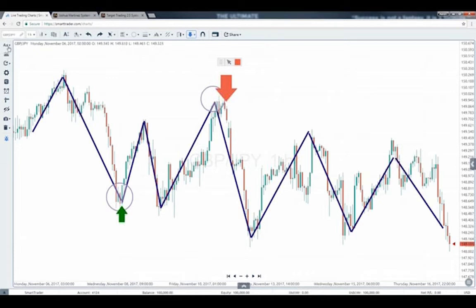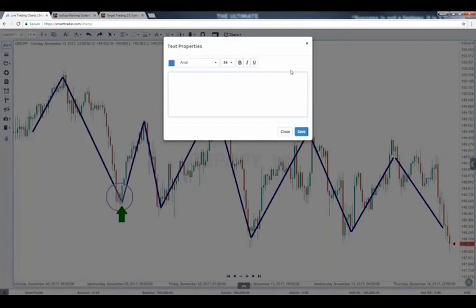Now, every successful currency trader must know 3 things in a trade to make it a successful trade. You've got to know, number 1, market direction. Number 2, when to get in.